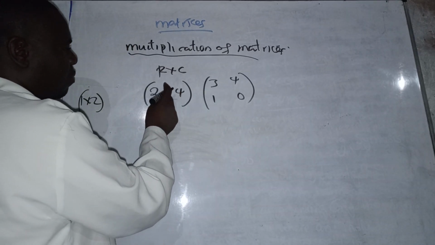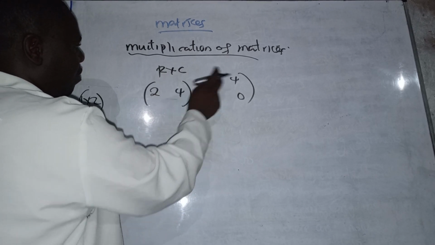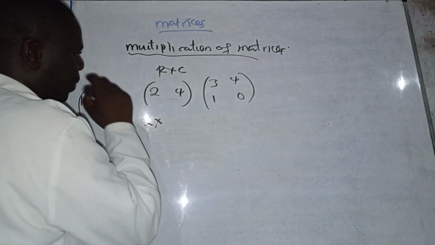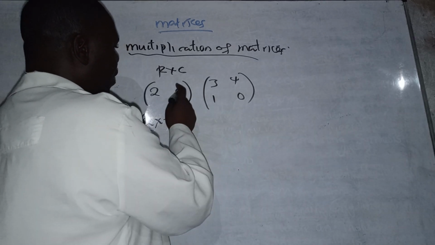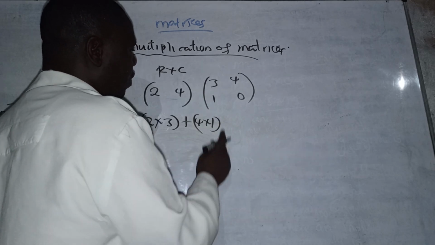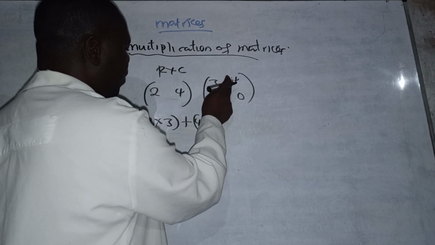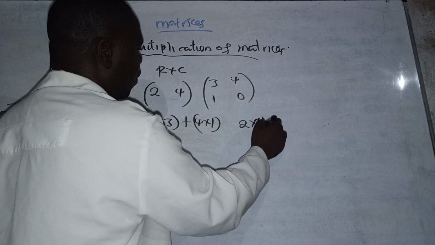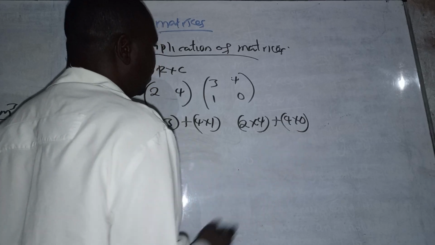So we're going to multiply this times this plus this times this. I'm going to say 2 times 3 plus 4 times 1. Then in the next space, we're going to say this times this plus this times this, so 2 times 4 plus 4 times 0.